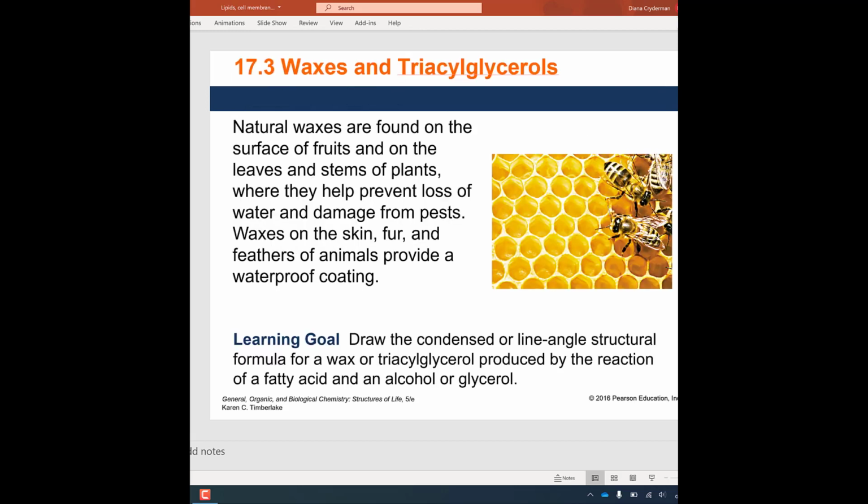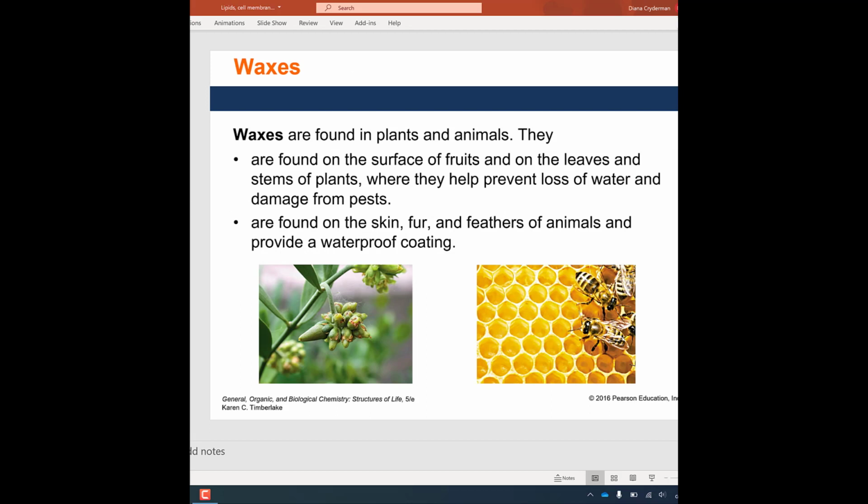Okay, let's continue on with waxes. So waxes are typically naturally found on the surface of fruits and leaves, particularly so that they don't lose moisture to the atmosphere around them. The idea there is that the plant can uptake water at its roots. It wants to be able to keep that in. Waxes can also be found on the skin, fur, feathers of animals, and hopefully provide some waterproof coating as well.